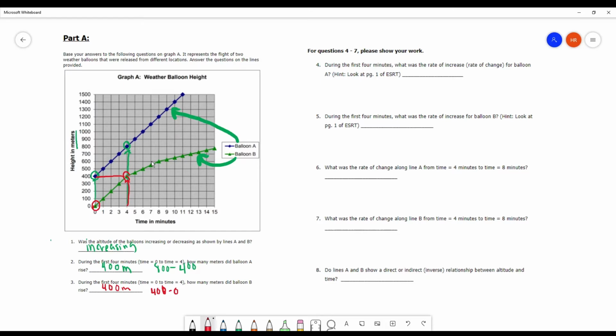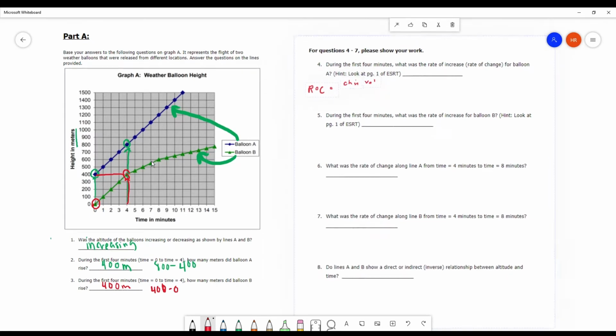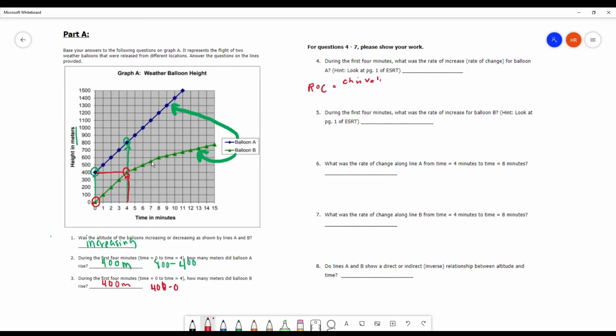During the first 4 minutes, what was the rate of increase for balloon A? So it says to look at page 1 of your reference table. You pick that up with your materials. That says that rate of change equals the change in value divided by time.